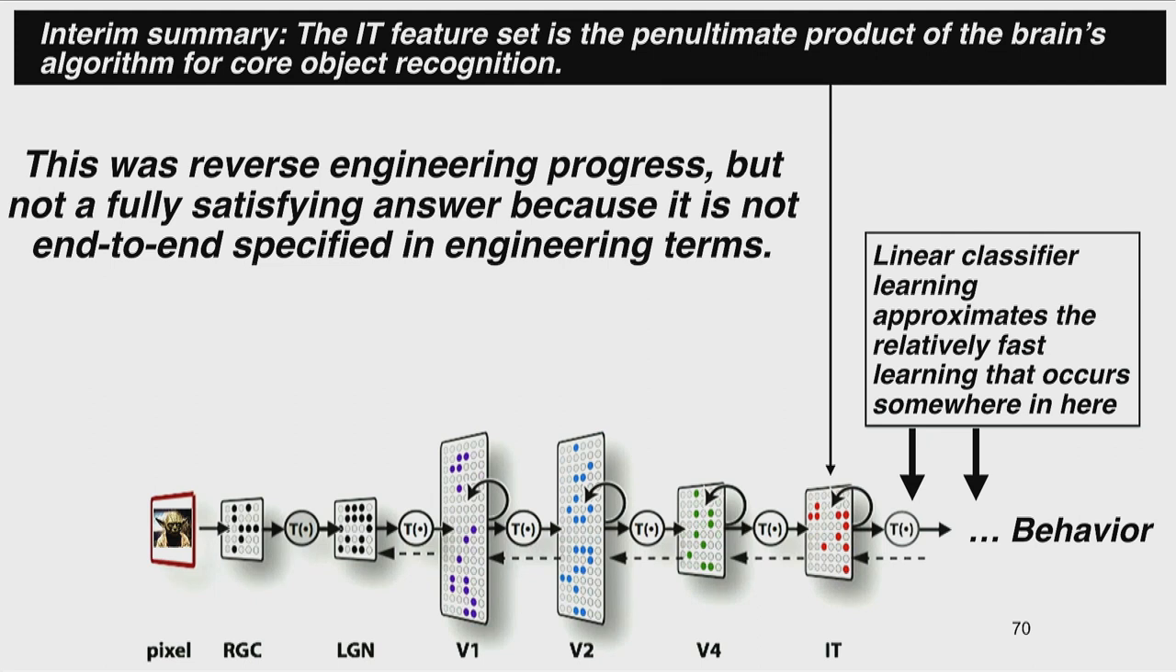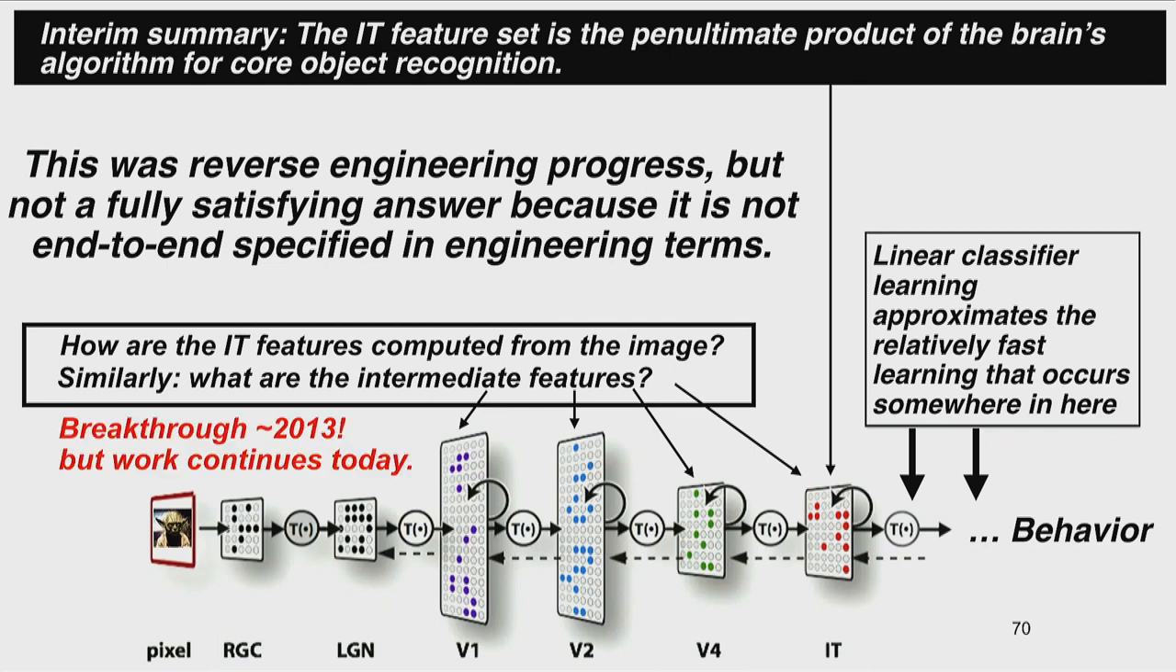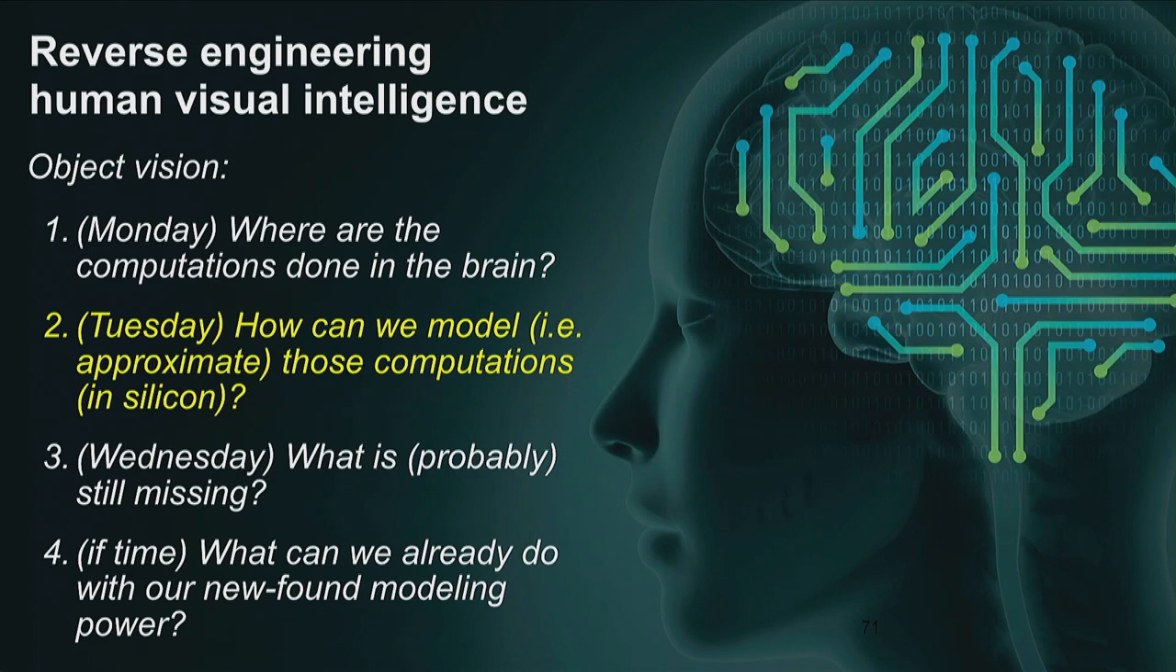which I set up for you as 10 degree images, 200 milliseconds, somehow giving rise to behavior, because I'm not giving you yet a model of how you go from these images to these neural responses. I'm giving you models from the neural responses to the behavior that I'm approximating with these classifiers. So now we want to work on what happens between here and here. And that is, how are these features computed from the image? Or similarly, what's happening along the way, which are related questions. And as I mentioned, there was a bit of a breakthrough for our field in about 2013 that's improved since then. I'm going to spend most of today talking about that story and where it's evolved to over the last 5 years or so.